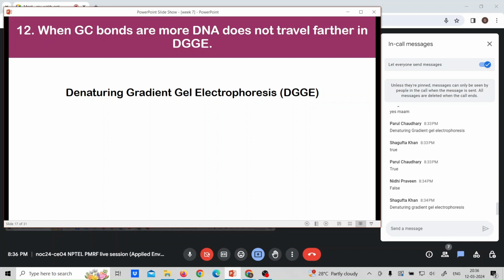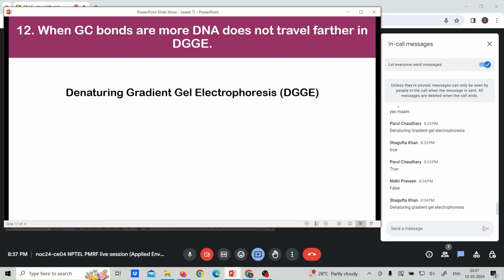Okay. So when you denature, it's basically breaking the hydrogen bonds in the DNA. AT and GC. AT has a double hydrogen bond, whereas GC has a triple bond. So based on this only this question is framed, this simple concept. When GC bonds are more, breaking of the DNA will be hard because it's a triple bond. Comparatively, a double bond will be broken easily. So the GC bond breakage is a bit difficult.